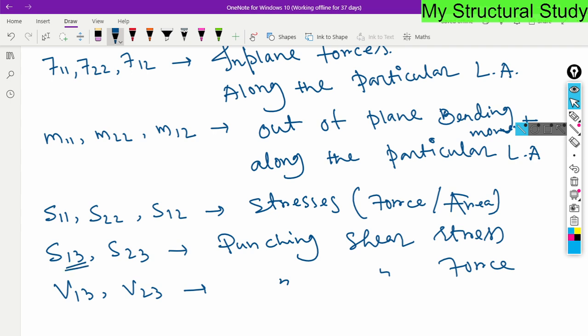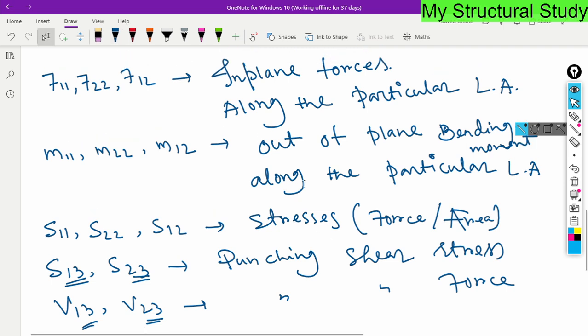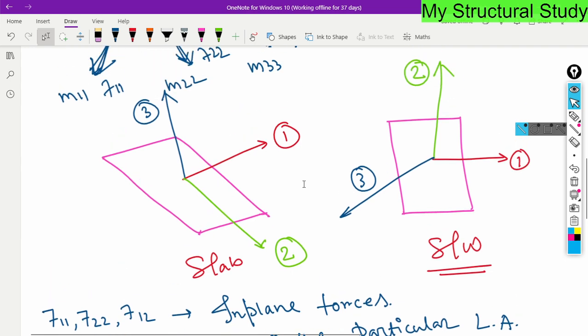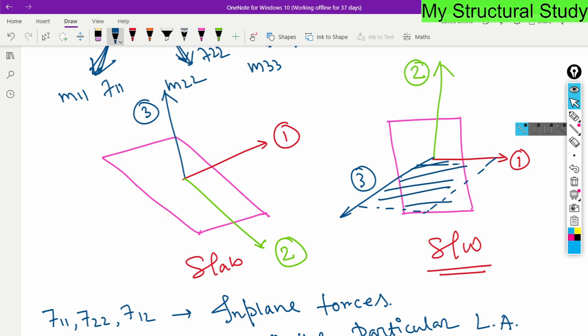1-3 means in 1 and 3 plane, 2-3 means in 2-3 plane. V13 means 1 and 3 plane, V23 means 2 and 3 plane. V13 means in this plane. So this is the plane, this is the 1-3 plane. So the forces along this plane is the punching shear force, V13.